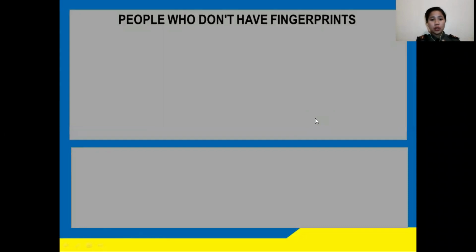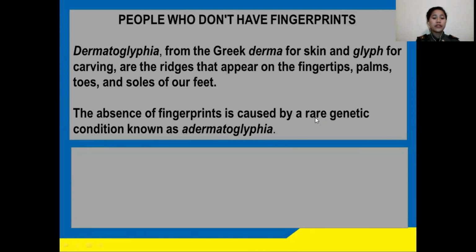There are people who don't have fingerprints. So dermatoglyphia, from the Greek word derma for skin and glyph for carving, refers to the ridges that appear on the fingertips, palms, toes, and soles of our feet. Sa ginamba ko, ang aton nga mga kamot, ang aton nga mga feet, is different sa other parts of the skin. So, kaya ridges, natawag na siya nga dermatoglyphia.